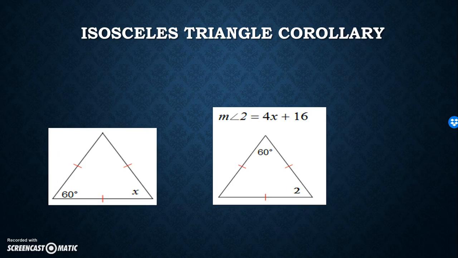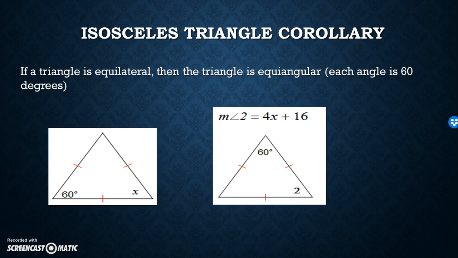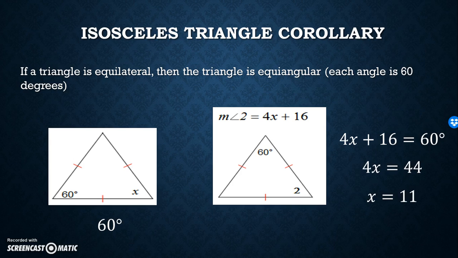There's a couple of corollaries to the isosceles triangle theorem, and those are actually having to do with the equilateral triangle. So an equilateral is a special type of isosceles triangle where all sides are congruent. And it states that if a triangle is equilateral, then the triangle is equiangular, meaning all angles are 60, because 180 divided by 3. So in our first example, x is just 60. In our second example, we set 4x plus 16 equal to 60. Subtract 16, divide by 4, and we get x is 11.